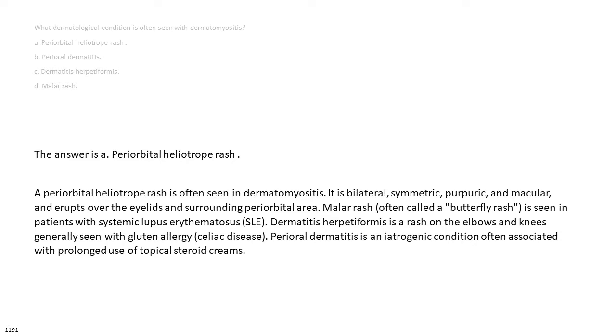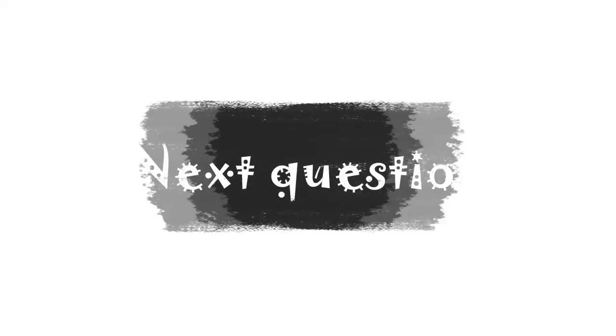Miller rash, often called a butterfly rash, is seen in patients with systemic lupus erythematosus, SLE. Dermatitis herpetiformis is a rash on the elbows and knees generally seen with gluten allergy, celiac disease. Perioral dermatitis is an iatrogenic condition often associated with prolonged use of topical steroid creams.